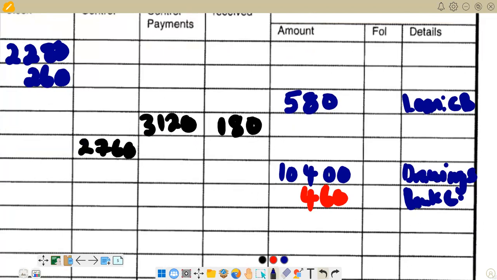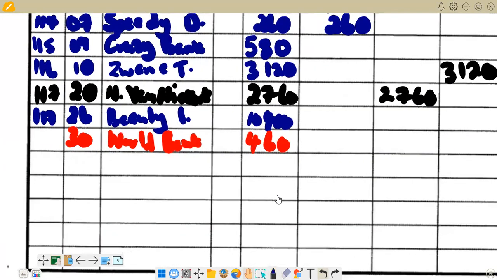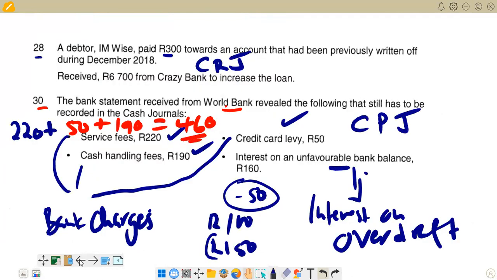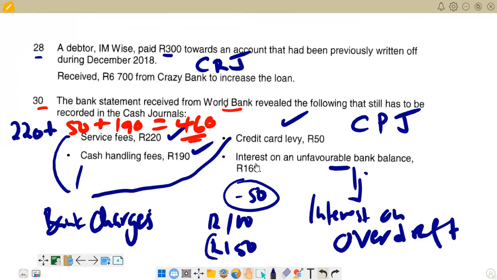So this is what we have. And then remember, we also have interest on overdraft. We can just maybe go back there to clarify that one. We also have this one, interest on overdraft, which is 160 here. We put 160 as our interest on unfavorable bank balance, which is interest on overdraft. And the details are the same date, and it's going to be paid again to World Bank.